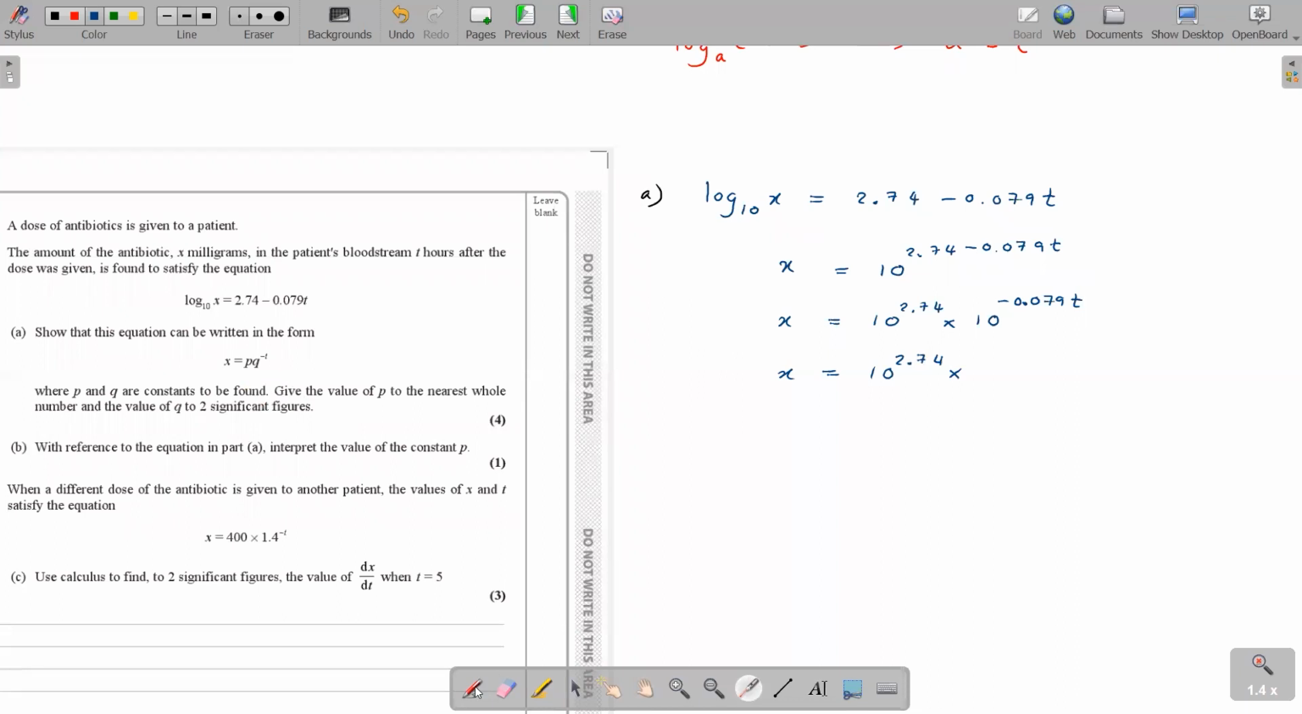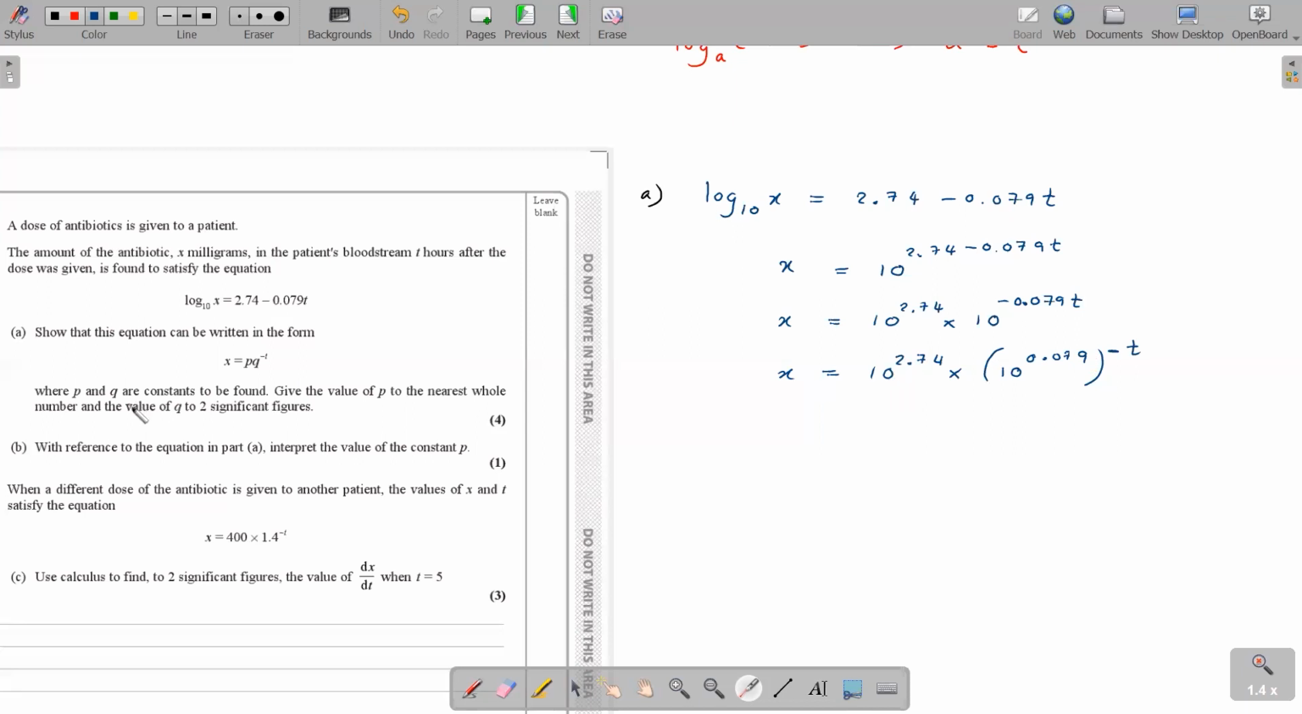The expression has only q to the power minus t. So what's the q value here? Not only the 10 to the power, we need minus t to be seen as the power. So 10 to the power 0.079, in brackets, to the power minus t. Do you see this? Because with brackets and powers, the powers multiply, I still end up getting this. So my q value in its entirety is 10 to the power 0.079. This is entirely q, and p is 10 to the power 2.74.